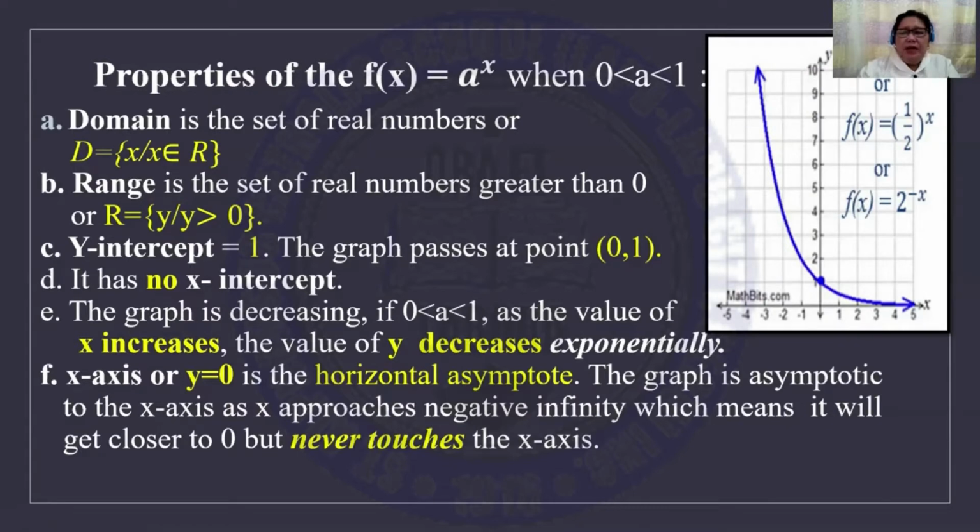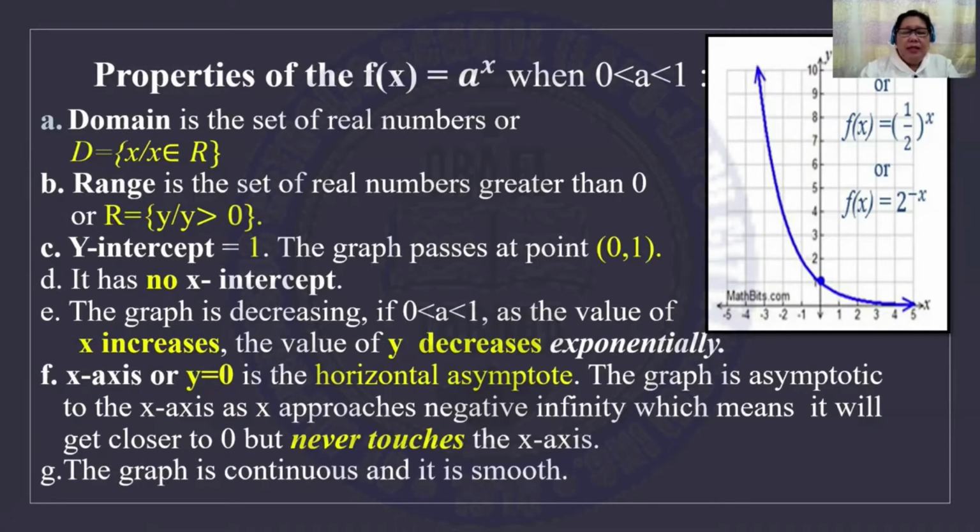The graph is asymptotic to the x-axis as x approaches negative infinity, which means it will get closer to 0 but never touches the x-axis. And the graph is continuous and it is smooth.